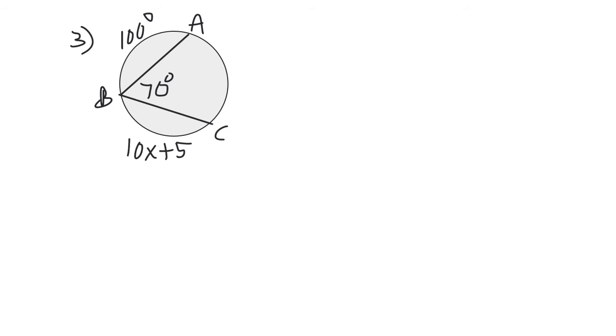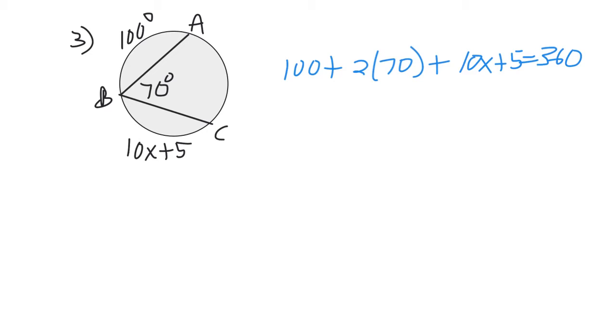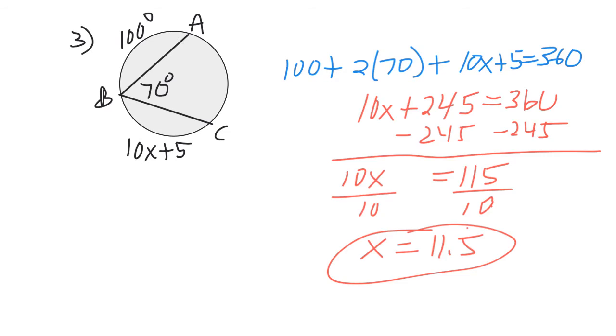In this problem here we have an inscribed angle that's 70 degrees, which makes the intercepted arc AC be 140 degrees, and we have 100 degrees over here, and so we can solve for x. All the arcs together bring us all the way around the circle, so that would be 360 degrees. Again, I can combine like terms, do things to both sides, and get my answer for x.